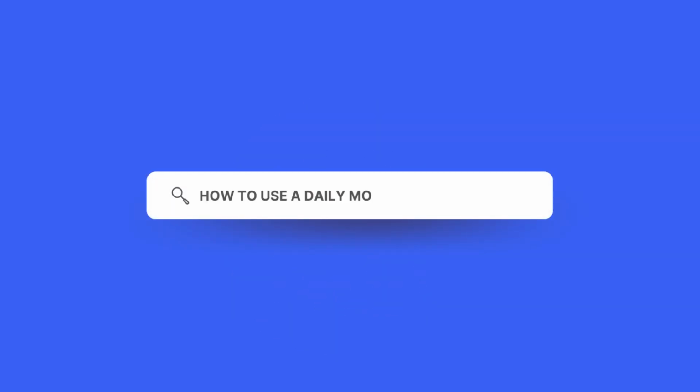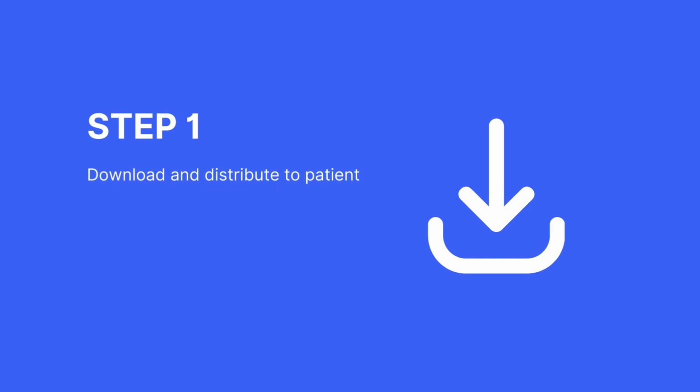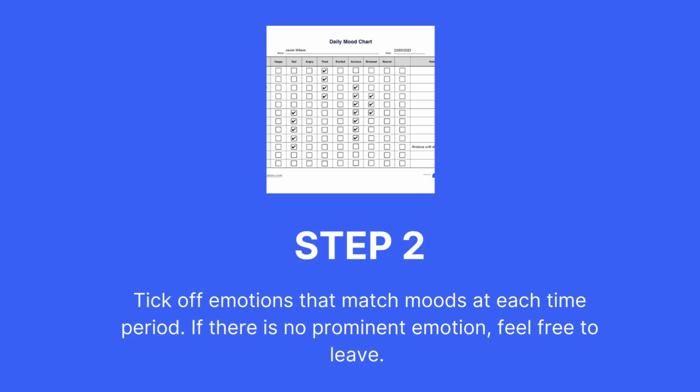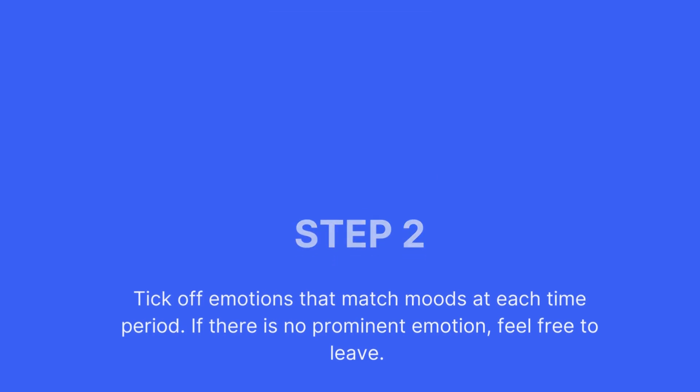Here's how to use a daily mood chart effectively. The first step is to download and distribute to the patient. You'll then need to tick off emotions that match moods at each time period. If there's no prominent emotion that the client is feeling, feel free to leave it blank.